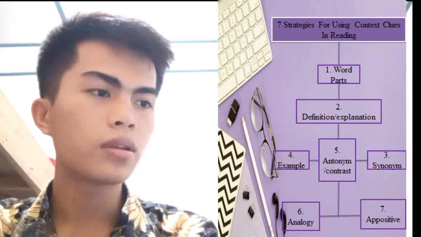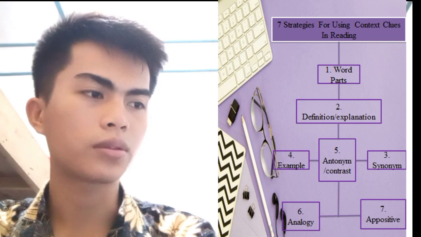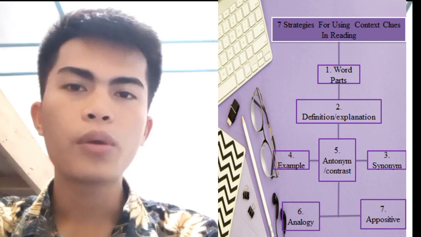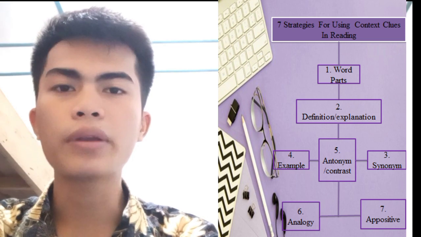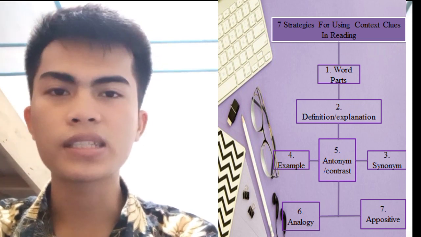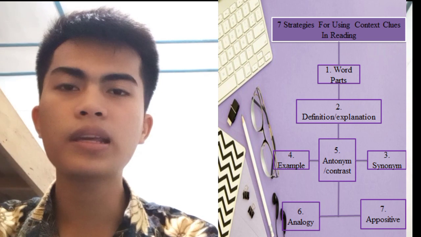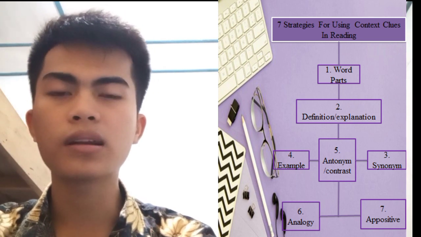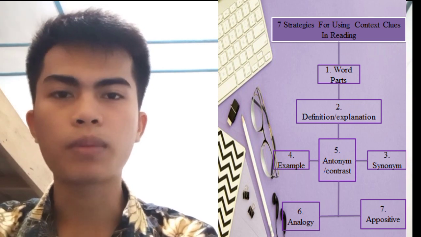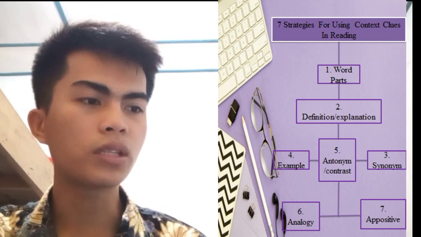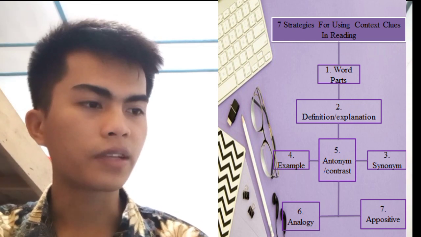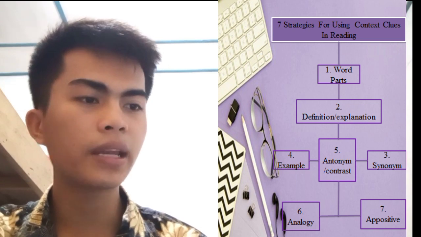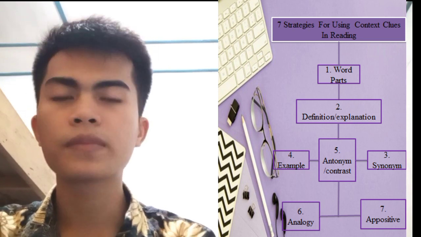Well everyone, now I continue to explain our material about context clues. My topic is 7 strategies for using context clues in reading. Here are the 7 strategies, which I will explain one by one. The first is word parts. Here I will read what the reader does in word parts. Readers can use their knowledge of prefixes, suffixes, and roots to understand the meaning of unfamiliar words.